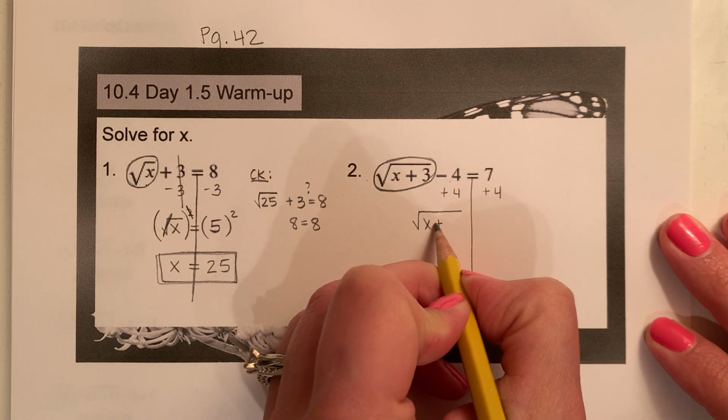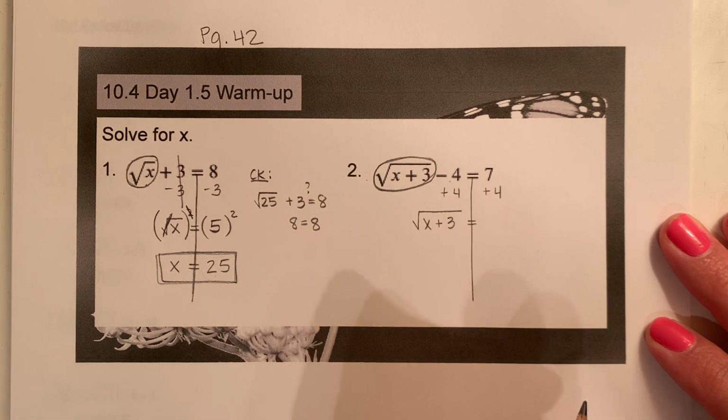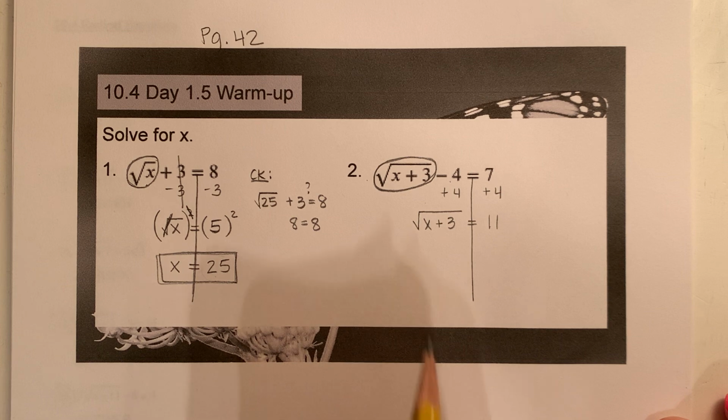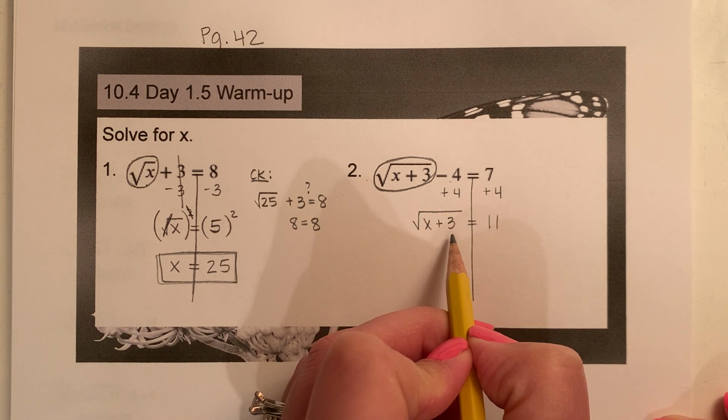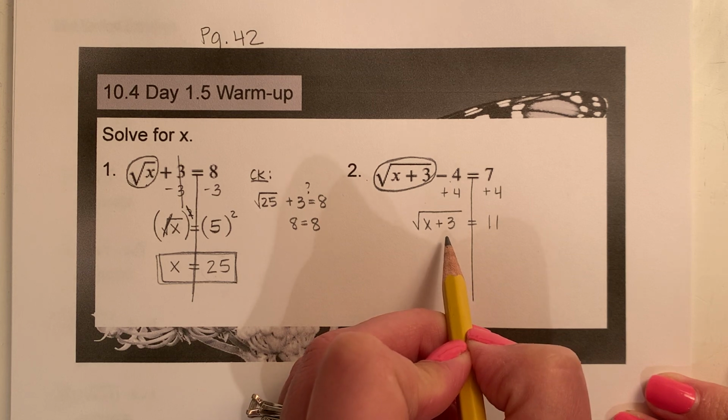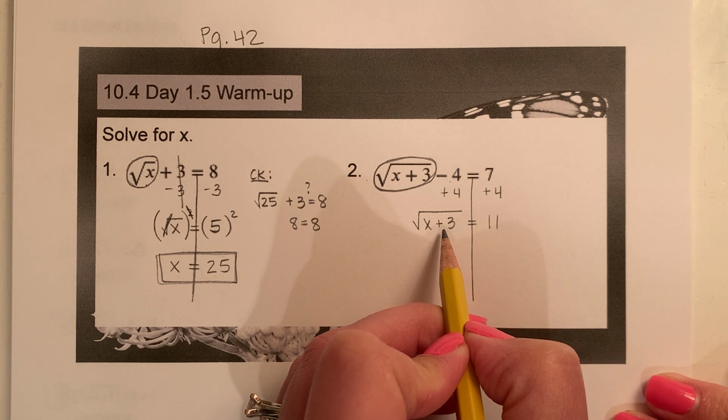That leaves us with the square root of x plus 3 on the left-hand side, and on the right-hand side, 7 plus 4 is 11. Now you cannot subtract 3 here. Please do not subtract 3 because the plus 3 is under the radical.